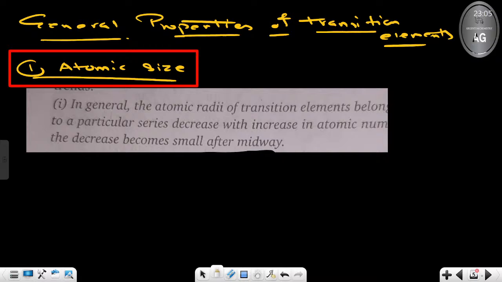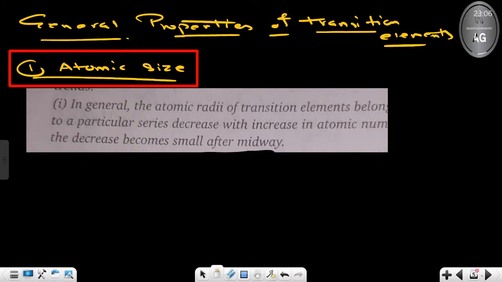Why is the decrease becoming smaller? That means the difference is becoming smaller. What is the reason for that? The reason is the shielding effect, which you have learned in class 11. What was the shielding effect? The outer electrons are getting protected from the nuclear pull due to the penultimate electrons.